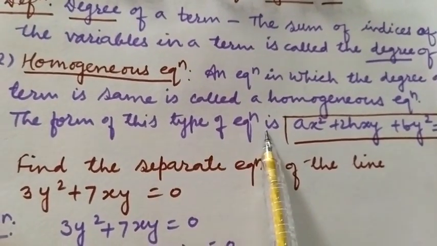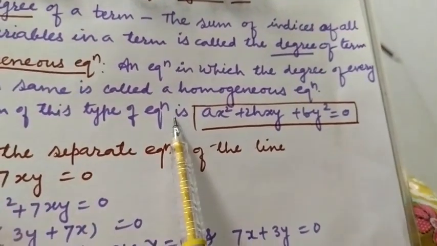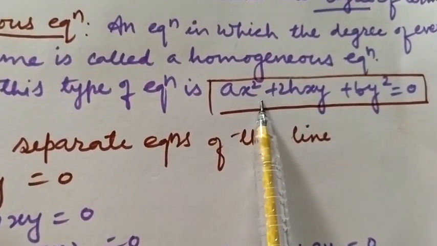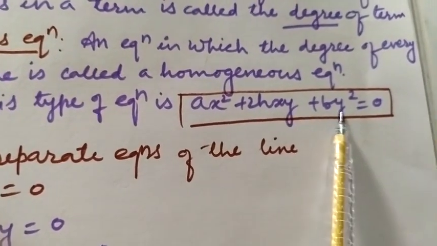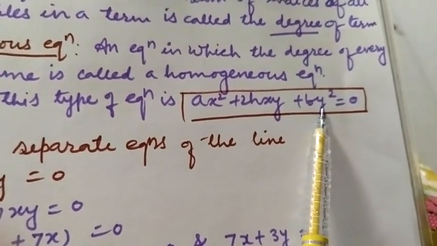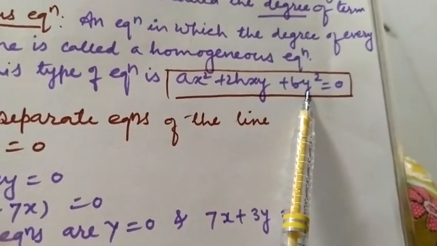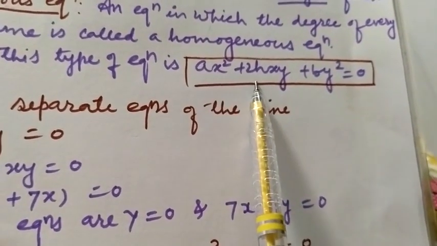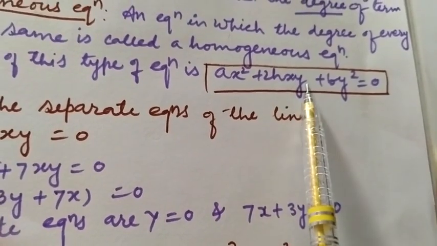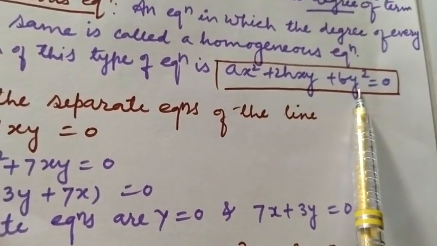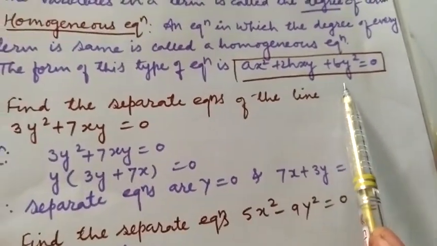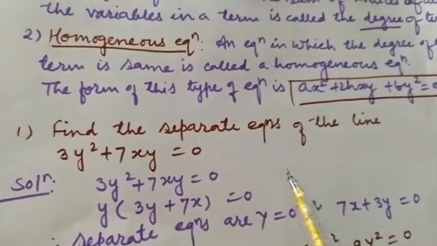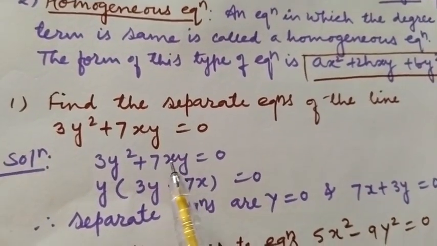The type of homogeneous equation is ax² + 2hxy + by². This is the form of a homogeneous equation. See, every term in this equation has degree 2. x² has a constant, xy has x with power 1 and y with power 1, b is a constant, and y² has power 2. So this is a homogeneous equation of degree 2. Now we'll see how the problems will be of this type.